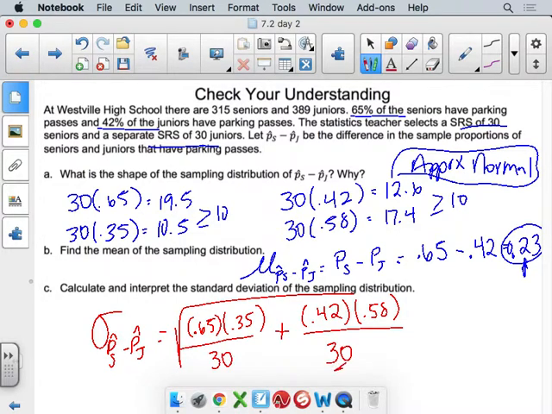So these numbers aren't always the same, like 30 and 30, but in this case they are. All of that is square rooted to get 0.1253. So that's our standard deviation, at about 12% standard deviation.